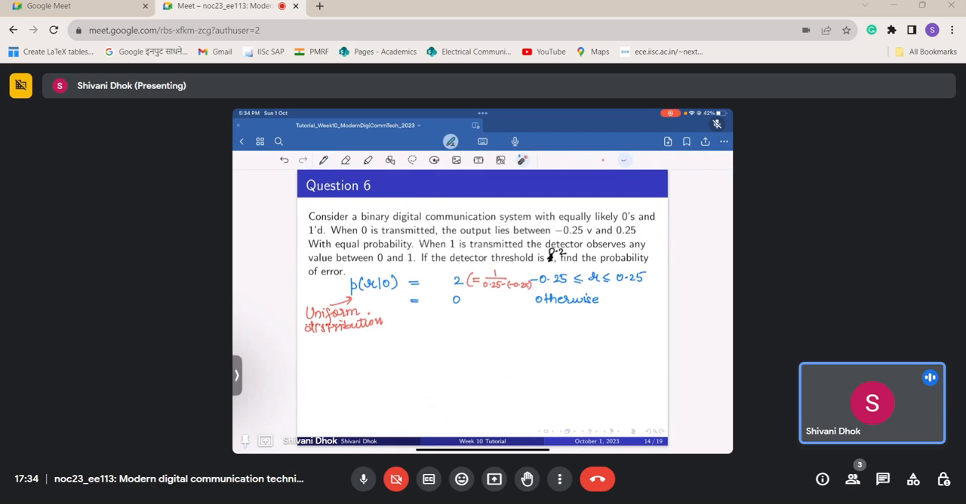The next thing that is given is when 1 is transmitted, the detector observes any value between 0 and 1. Any value it will observe between 0 and 1. So probability of r given 1 is equal to 1 if r lies between 0 and 1, like this. Okay, so something like this is happening. It is 0 otherwise.